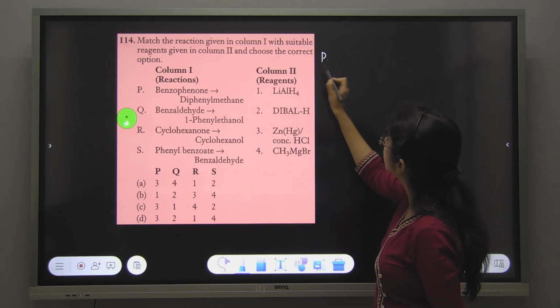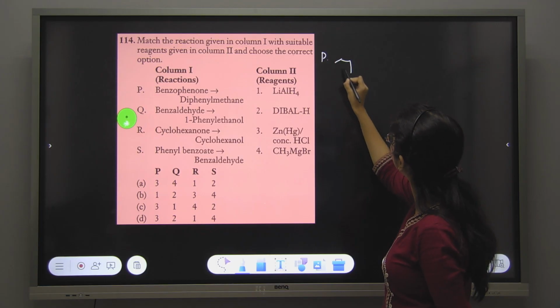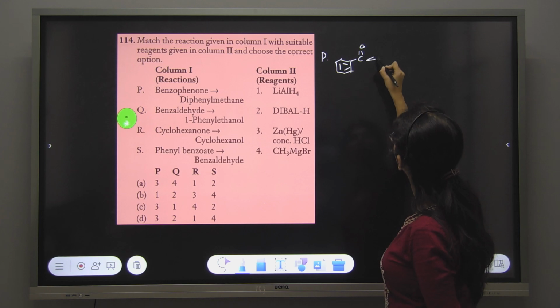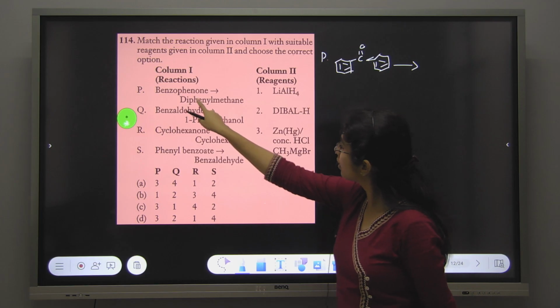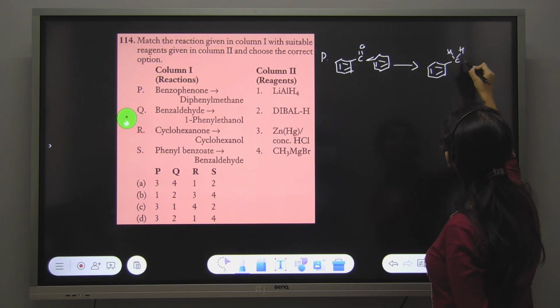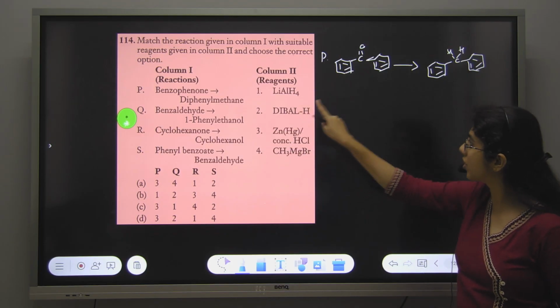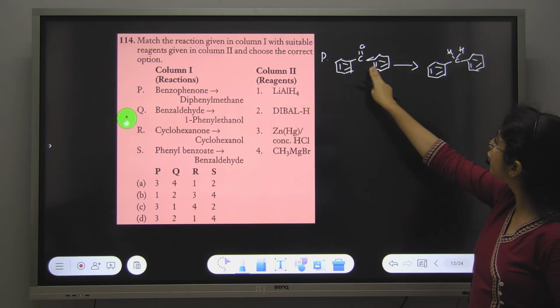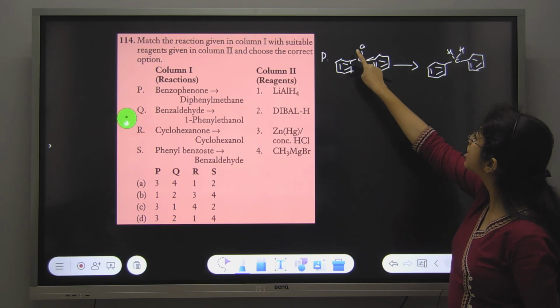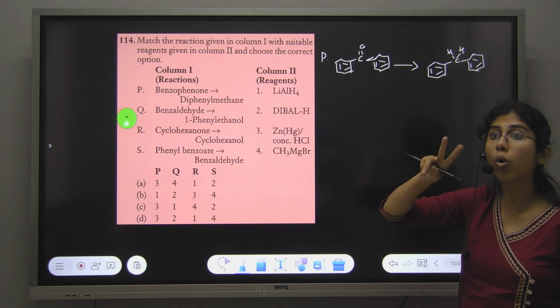I'll write the structure. Benzophenone is this. Benzophenone to diphenyl methane. Option A. The reaction here is that we have converted benzophenone to diphenyl methane. What have we done? We removed oxygen and we substituted that by 2 hydrogen.